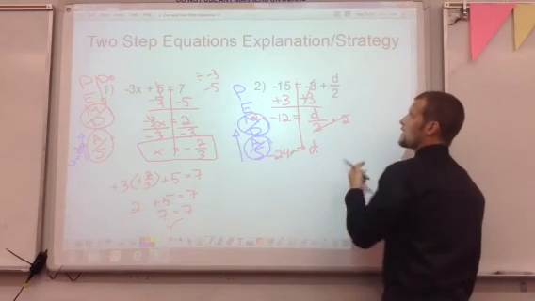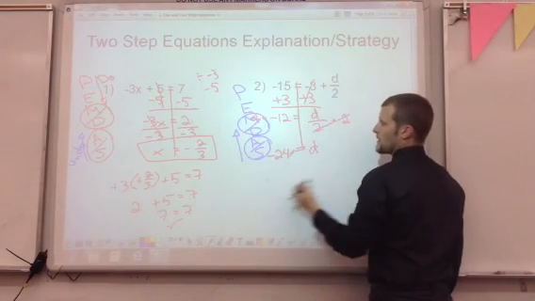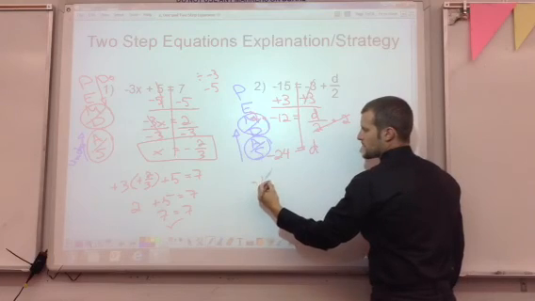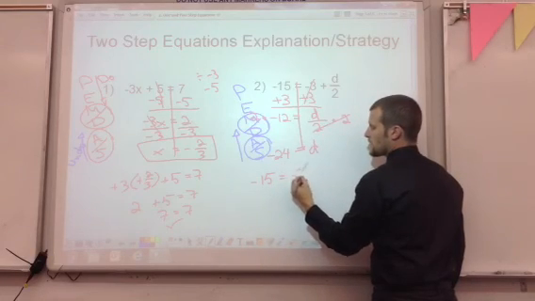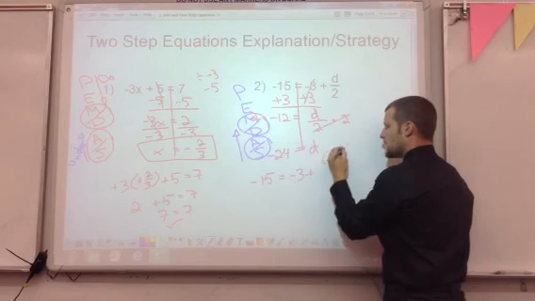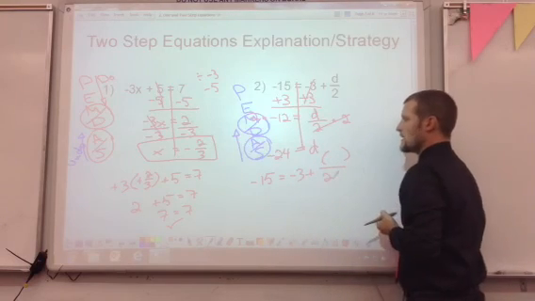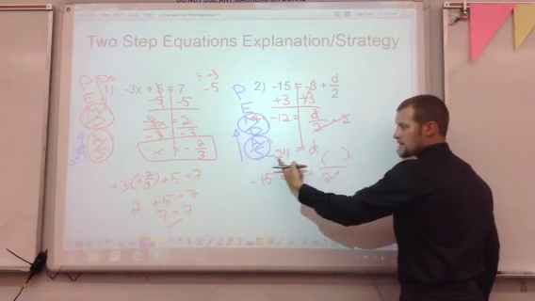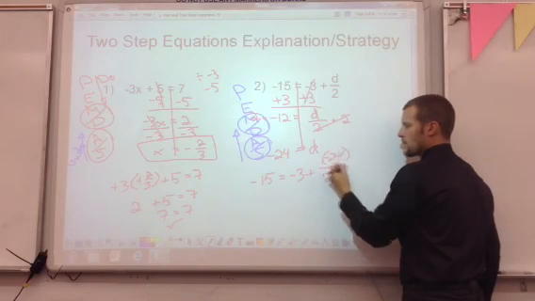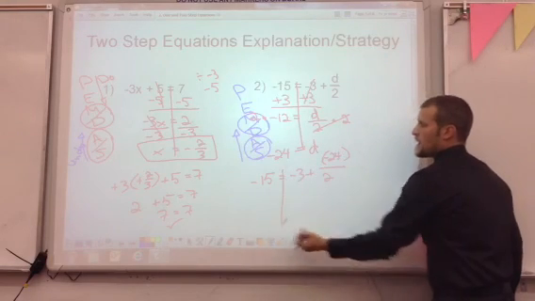Lastly, I'm going to check my answer up here. Started with negative 15 equals negative 3 plus d over 2. D is negative 24, and then I check it.